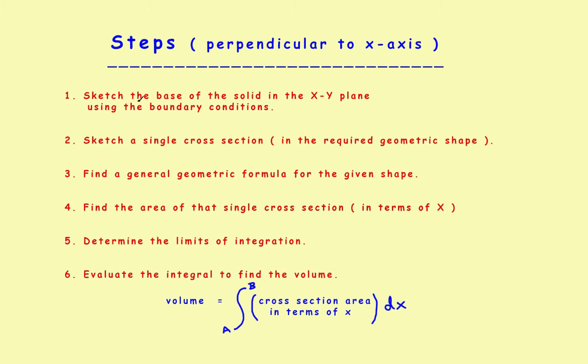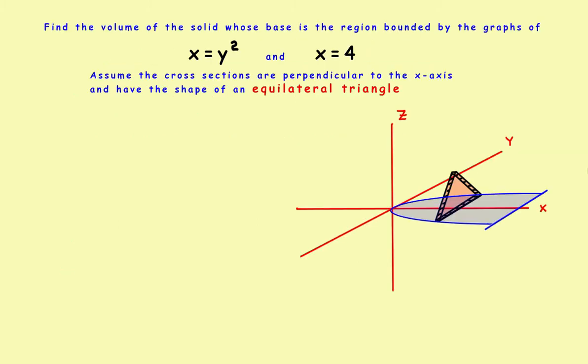So the first one says, sketch the base of the solid in the xy plane using the boundary conditions. So let's go ahead and do that. Now back over here, just like in that first video, it's hard for some students to draw a three-dimensional system. So my suggestion is to always just go ahead and set it up as a three-dimensional system looking directly down on it from the top. And if you draw it like this, it makes it a little bit easier to do.